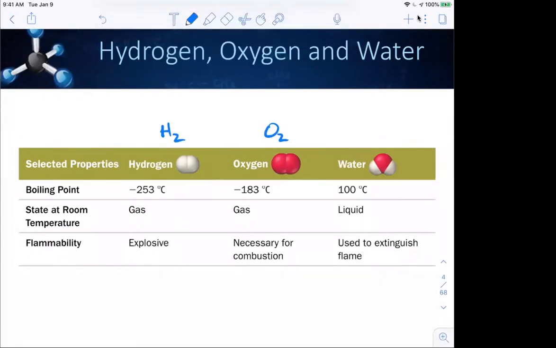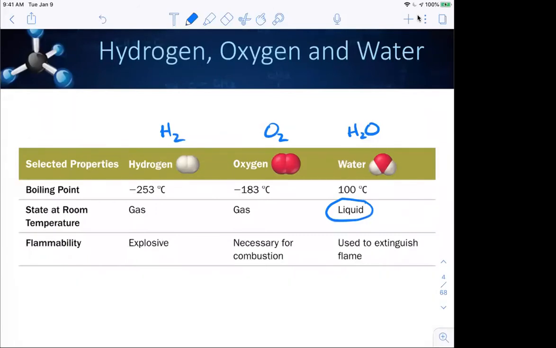And what we're going to compare that to is water, which is H2O. Water has a boiling point of 100 degrees. It's a liquid at room temperature.